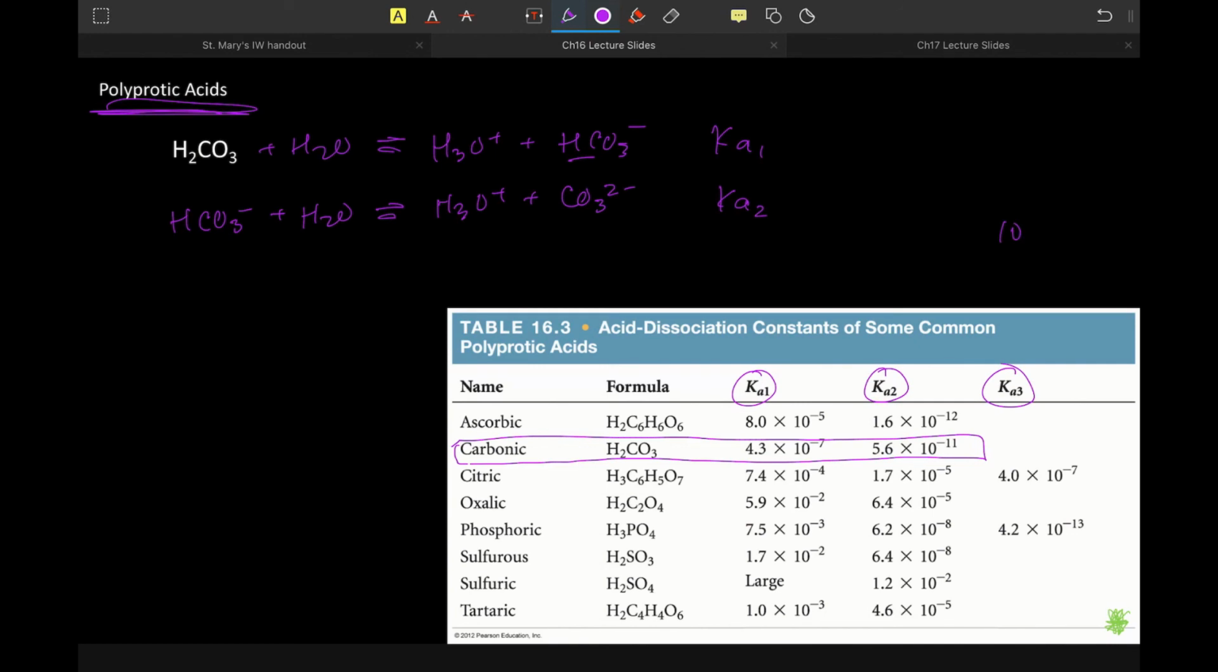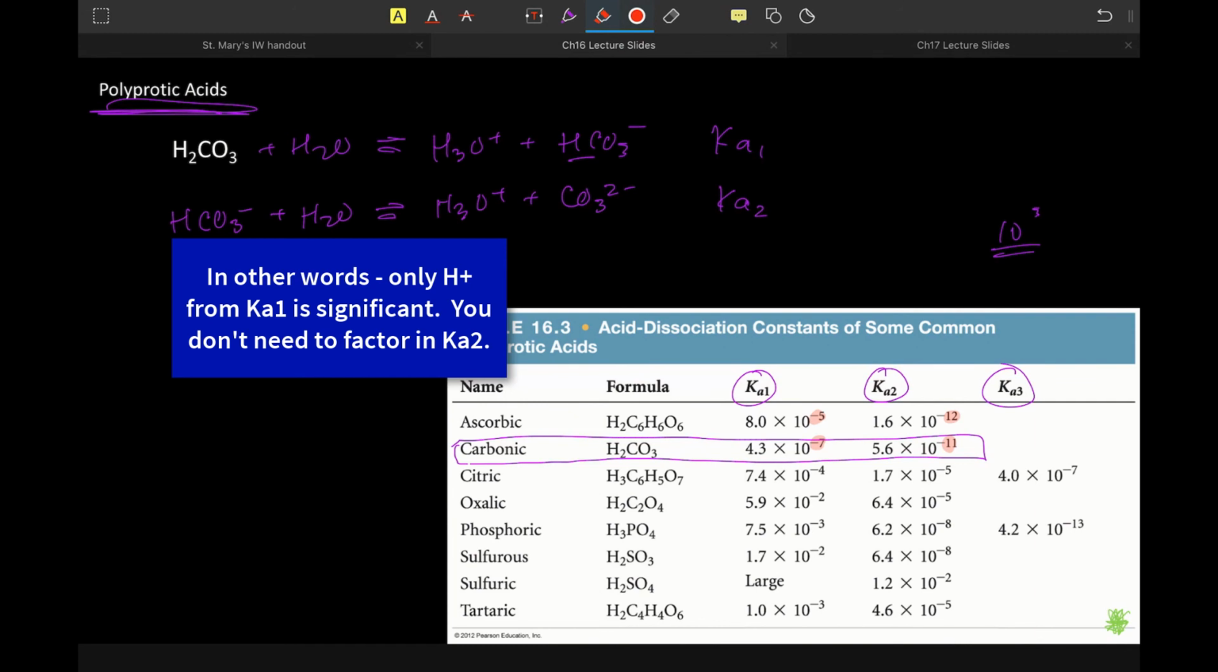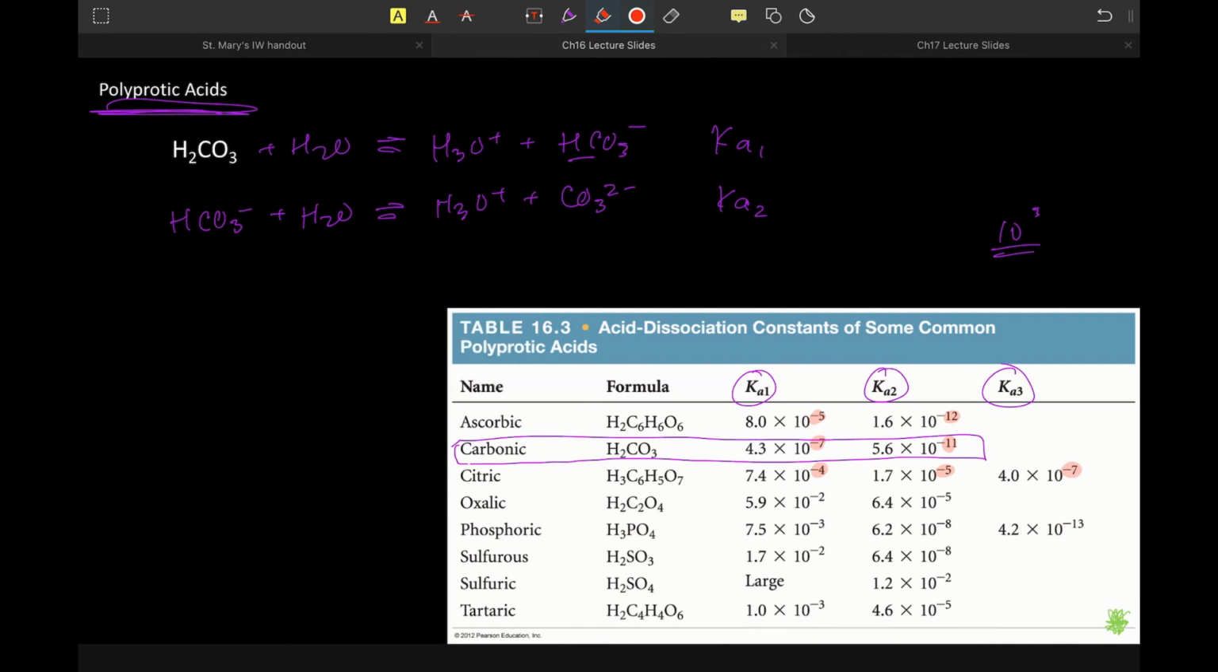Your book gives you 10 to the third as the difference to look out for. As in, as long as Ka1 versus Ka2 is a 10 to the third difference, you don't have to worry about the subsequent Kas when you're doing Ka1. Whereas for something like citric acid, it gets to be problematic because none of them are 10 to the third from each other, which means that the math gets more complicated than you are ever going to be asked to do. Yes, does that make sense?